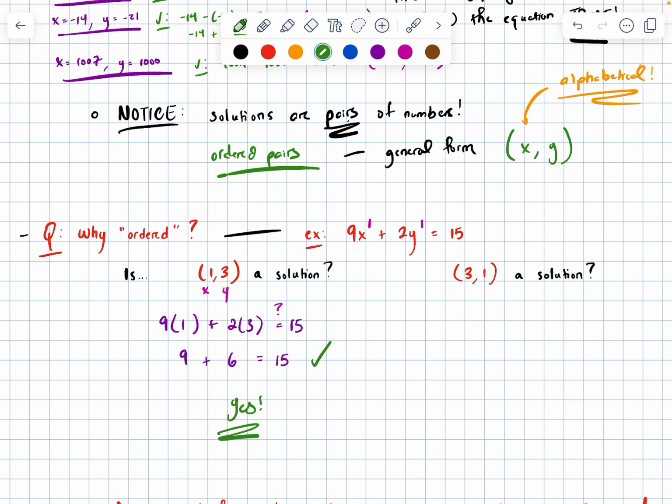It is a solution. But if I take that order, put it down, flip it, and reverse it, and write it as 3, 1, is this still a solution? Do some substitution. You tell me, what do you think? Is it still a solution? Yes or no?